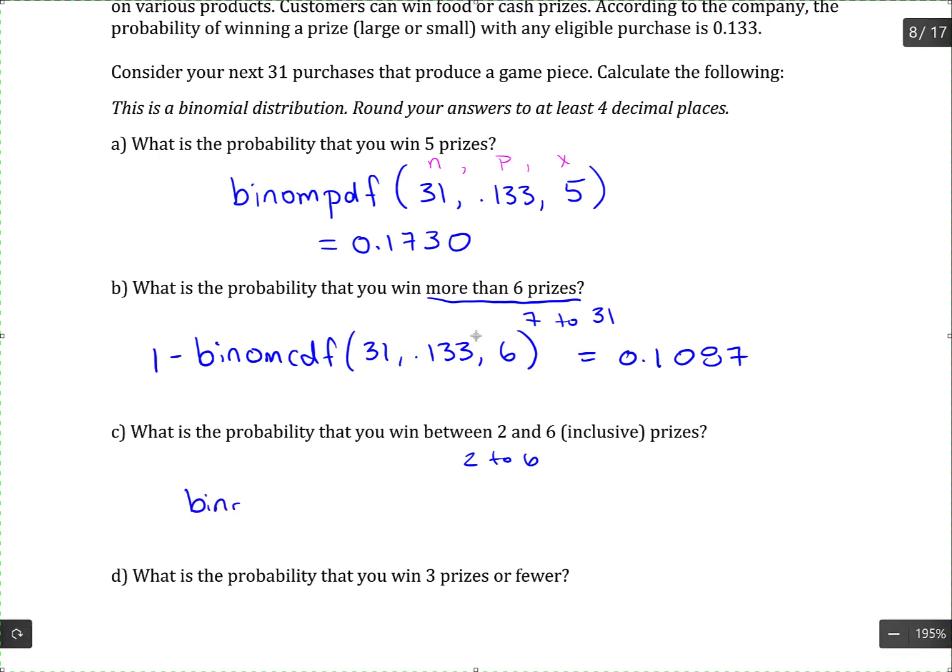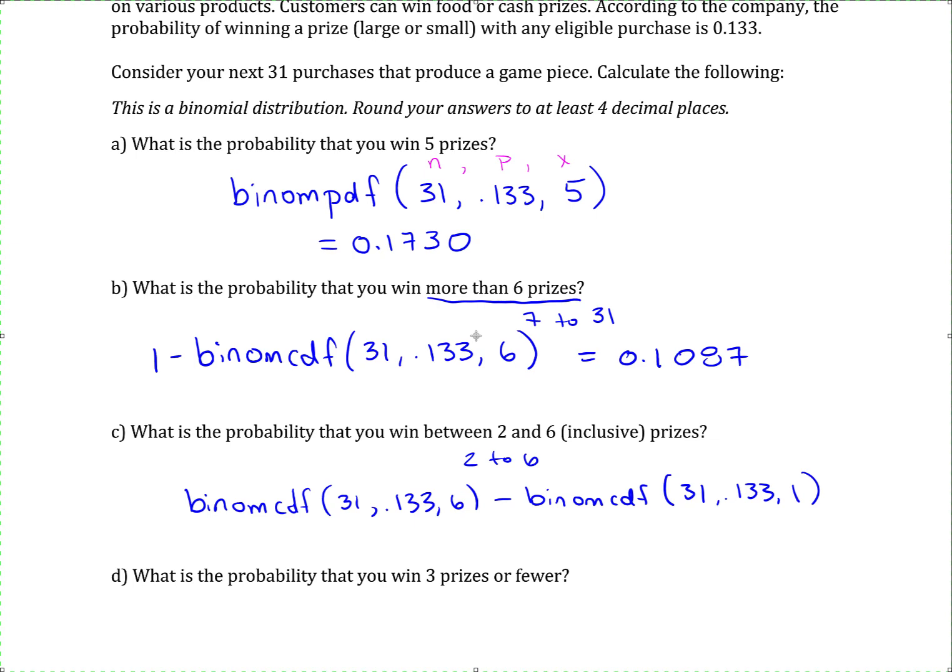So binomcdf of 31, 0.133, and 6. That's going to give me the sum of probabilities up to and including 6. But I don't want the first two in that sum, so I'm going to subtract out binomcdf of 31, 0.133, and 1, because 0 and 1 were those two that I don't want.